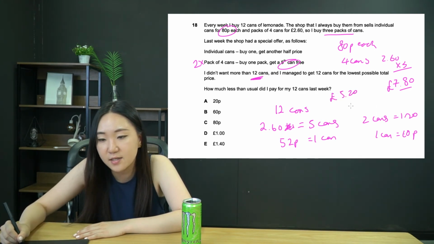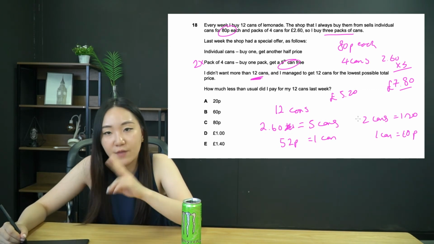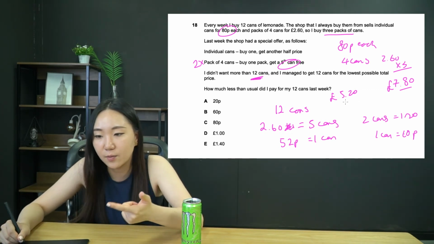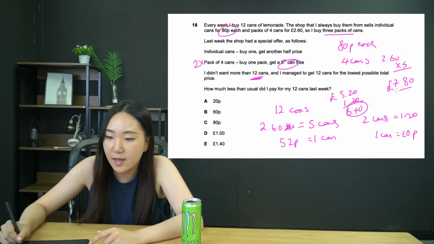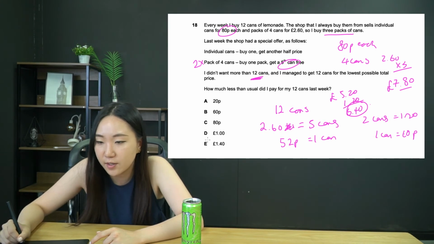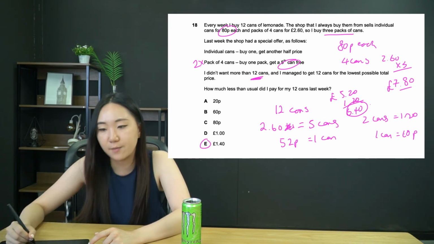So basically, we're on £5.20 for 10 cans, and then the remaining 2, we have no choice but to use the other buy 1, get another 1 half price. So that's going to be an additional 120. That gives us £6.40 total. So the saving between those is going to be £1.40, so it's E.